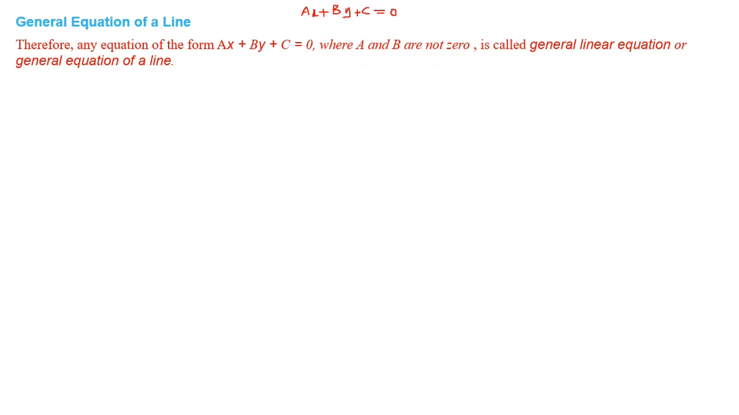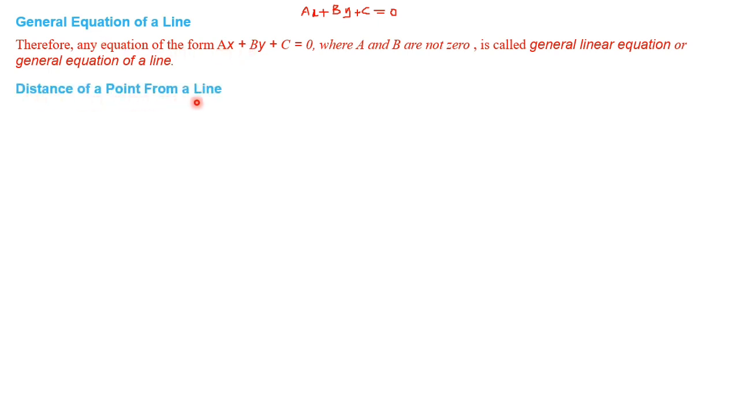If a and b are 0, what will happen? The first term will be 0, the second term will be 0, and only a constant will be there. It won't be an equation. So because of that, in ax plus by plus c is equal to 0, a and b are non-zero numbers. So this is the general equation of a line.